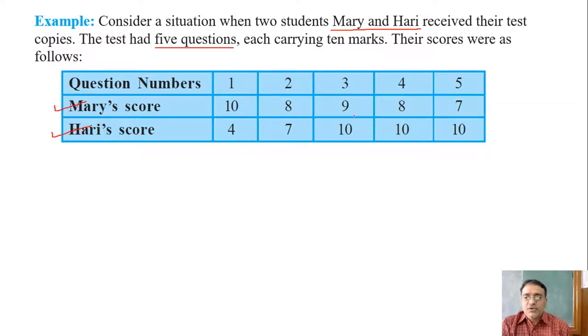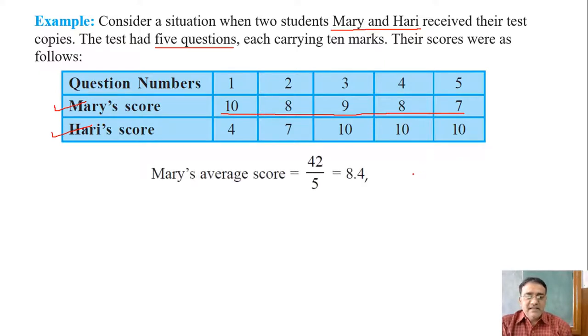Okay, so first of all we will find the average mark of Mary and Harry. So what we will do, we will add all these scores, and then we will divide it by the number of scores, that is 5. Okay, so we will get the total 27, 30, 42. 42 by 5 is 8.4. This is Mary's average score.